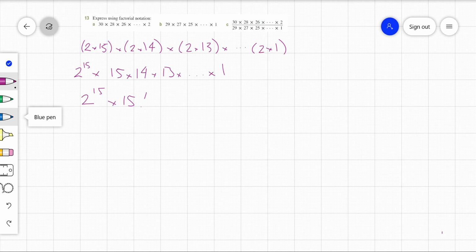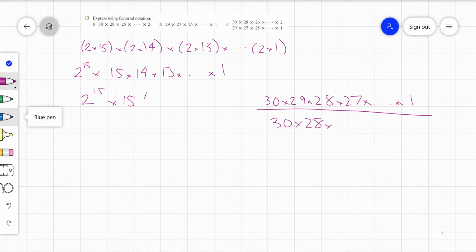So then when you look at B, now B is, if I just write 30 times 29 times 28 times 27, and I'm going to go all the way to 1. In order to get B, I don't want the 30, so I'd divide by the 30. I want 29. I don't want 28, so divide by 28. I want 27. I don't want 26. So there we go, etc.